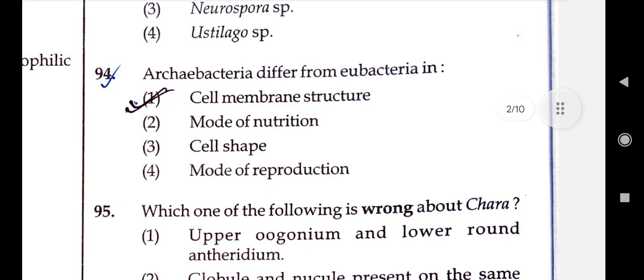Question number 94. Archaeobacteria differ from eubacteria in. What is the main difference between archaeobacteria and eubacteria? Dear students, option 1 is the correct answer, cell membrane structure. Option 2, mode of nutrition, is a wrong option. Option 3, cell shape, is also wrong. Option 4, mode of reproduction, is also wrong, students. So for question number 94, option 1 is the correct answer, that is cell membrane structure.